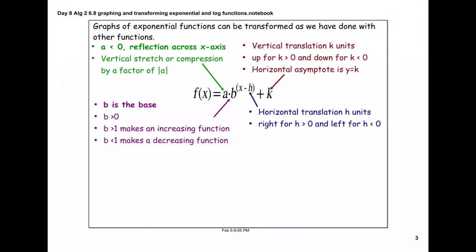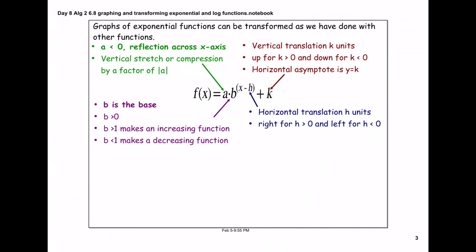Graphs of exponential functions can be transformed as we have done with other functions. If our a is less than 0, it's going to reflect across the x-axis. Our b is the base, and b can be greater than 1, which makes it increase. B can be between 0 and 1, which would make it decrease.